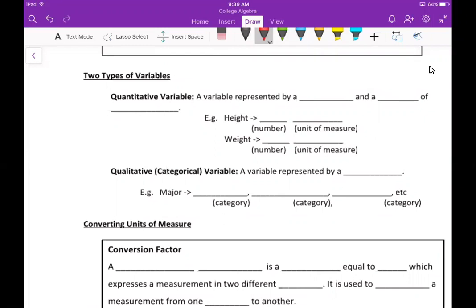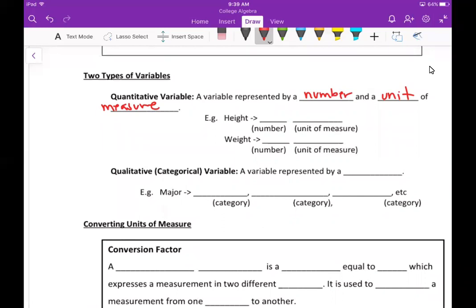The first category is a quantitative variable. A quantitative variable is one that can be represented by a number. It's a quantity. And that number we always want to make sure comes with a unit of measure. Always important we have those two things together. So it's a quantity, it's something we can measure, a number with a unit of measure.